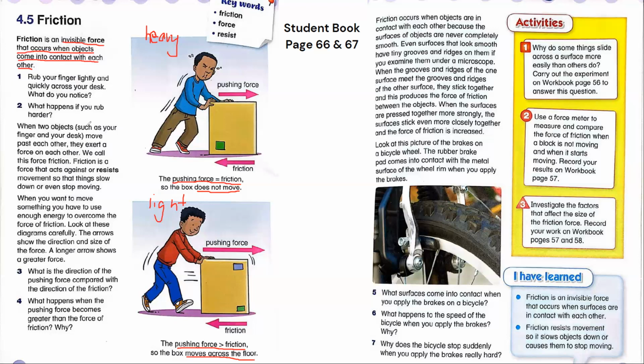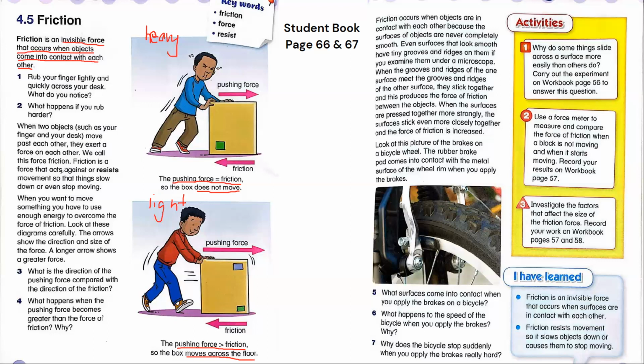When two objects, such as your finger and your desk, move past each other, they exert a force on each other. We call this force friction. So far so good, because why? The two objects are your finger and your desk. Now, if you take your finger and rub it against your desk, it's basically two surfaces coming into contact with each other. And that's exactly what friction is.